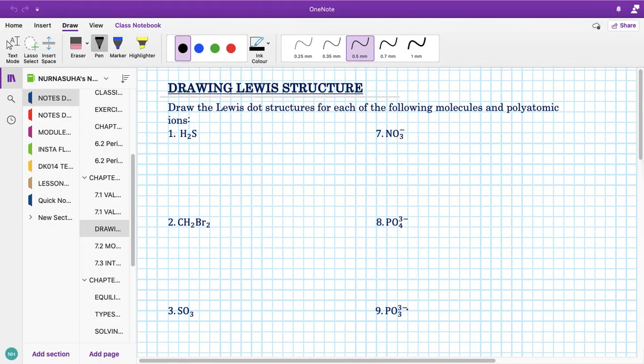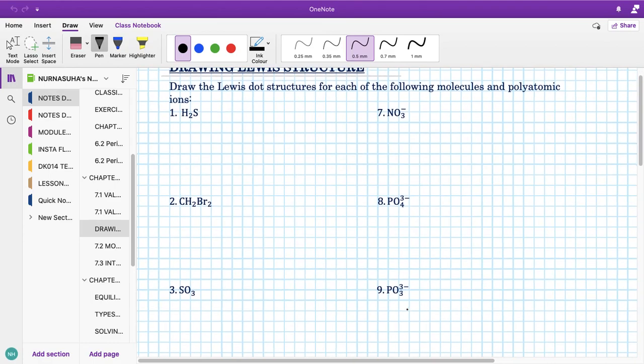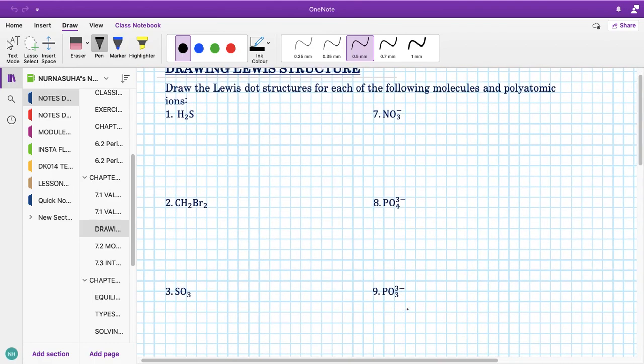Assalamualaikum. So, hari ni kita akan sambung kita punya lesson which is drawing Lewis structure. So, I give you 12 structures to draw and let's check whether your answer is correct or not.